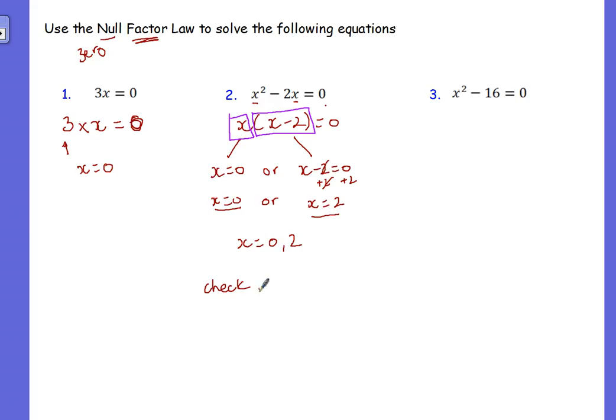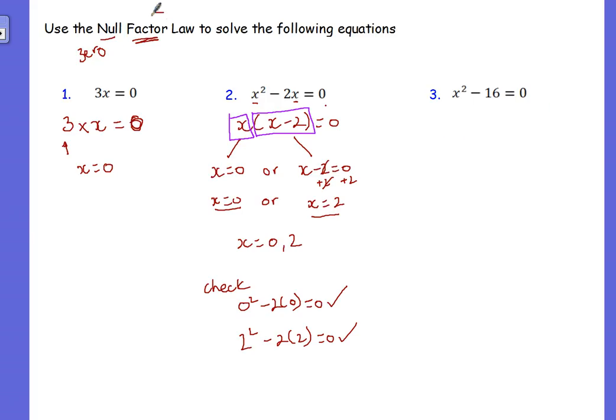In my equation, I'm saying that 0 squared minus 2 lots of 0, yeah, that's equal to 0. Let's check if we put a 2 in. 2 squared minus 2 lots of 2, 4 take 4 equals 0. So those are two solutions that we've found. Let's move over to number 3. X squared minus 16 equals 0.